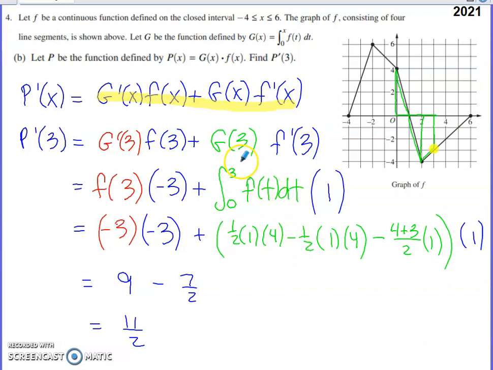The most difficult calculation here is for g of 3. So for g of 3, what you're going to have to do is put 3 in place of the x in g and try to evaluate. Now, if you're trying to evaluate this integral right here, you're going to have to use area arguments, and you have to be cautious because a portion of this stretch of the graph of f is above the x-axis and a portion's below.